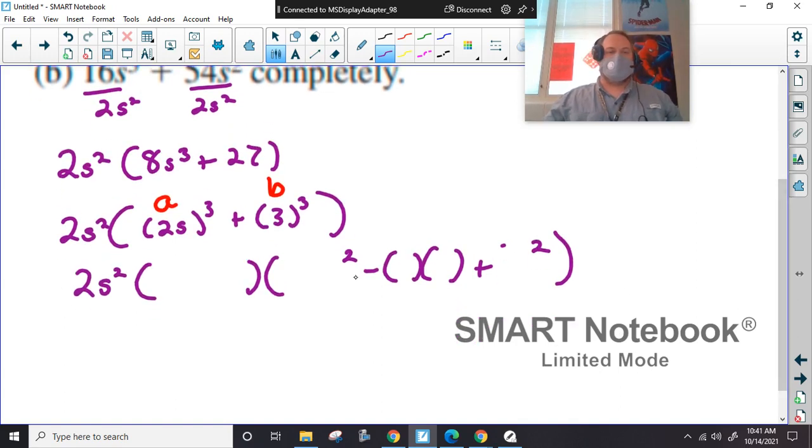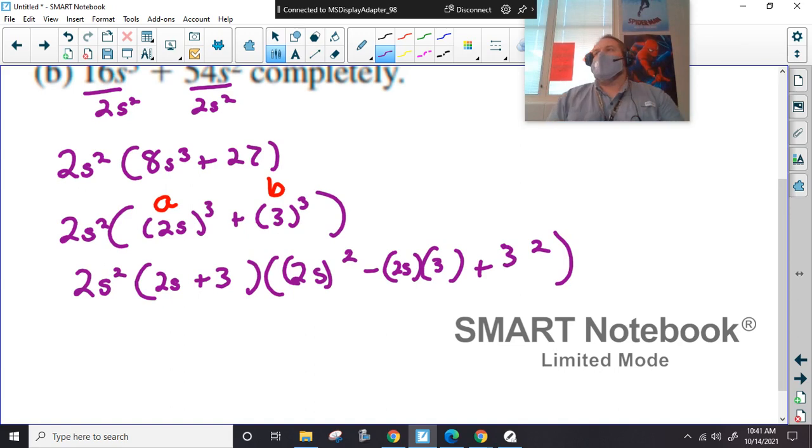So, I'm going to fill this in. My 2s goes here. My 3 goes here. Okay, my 2s goes here. I'm raising it to the second power. 2s, 3, and then 3 squared.